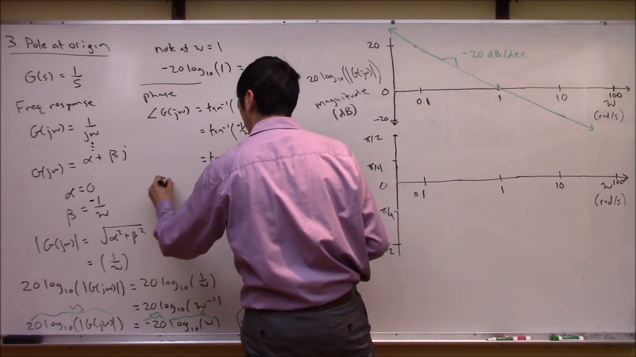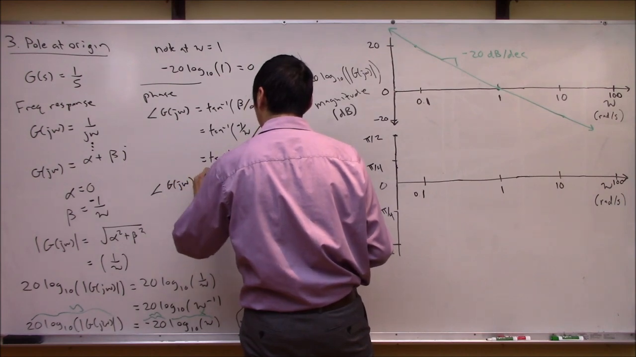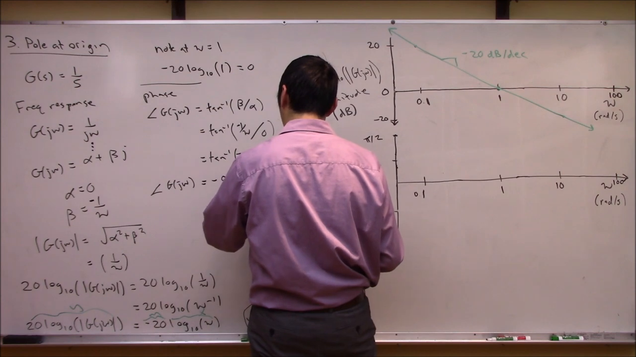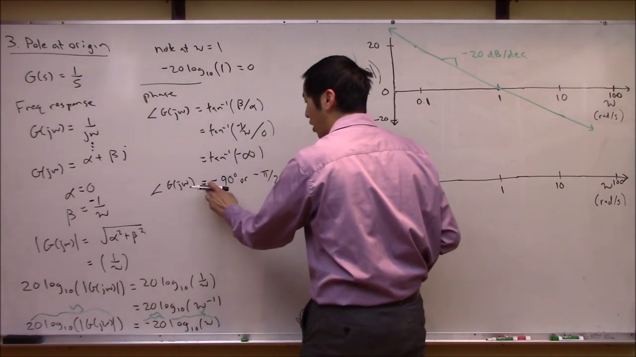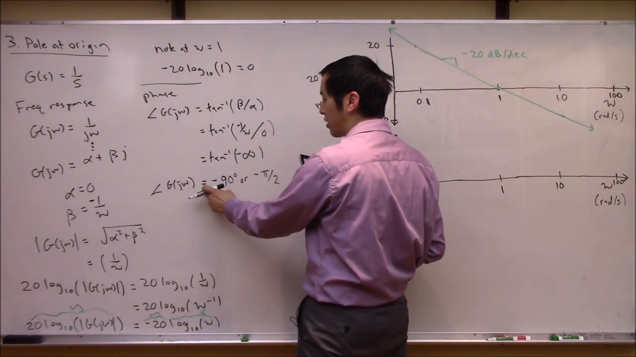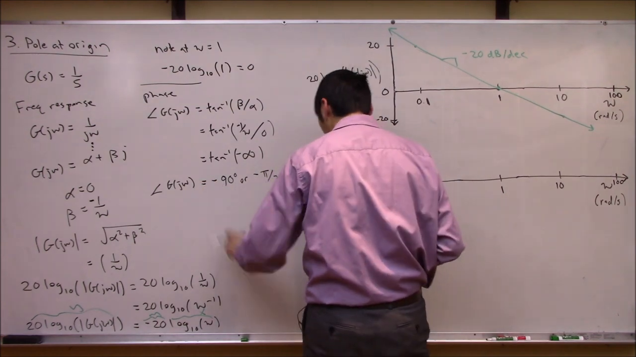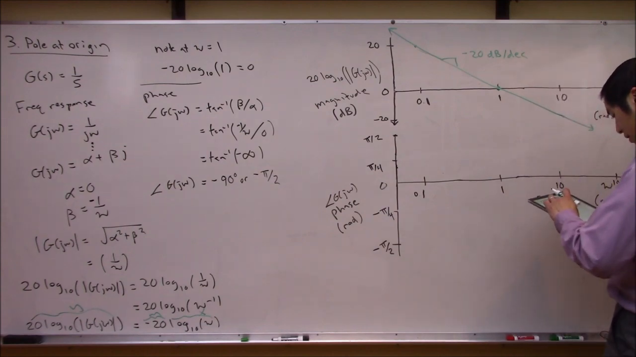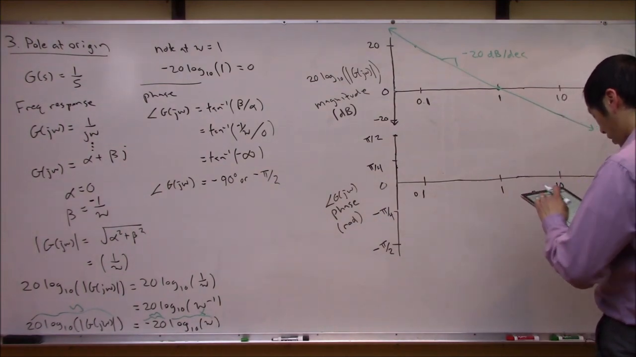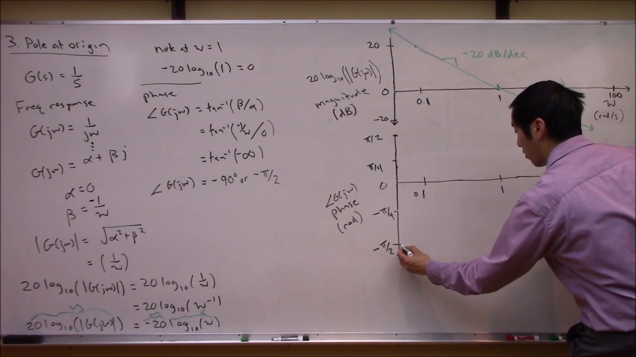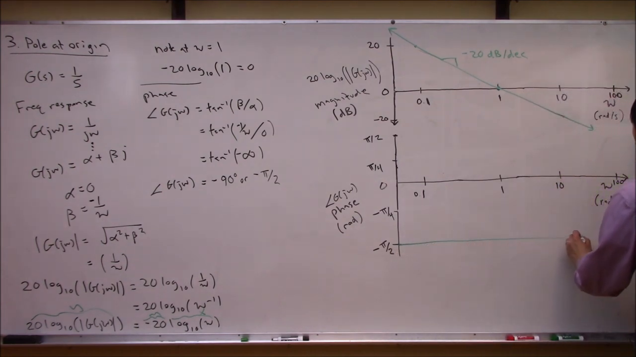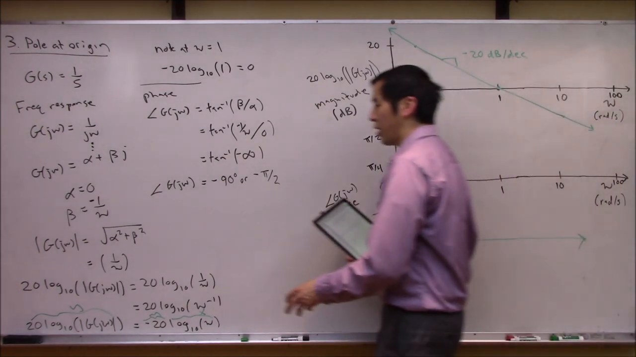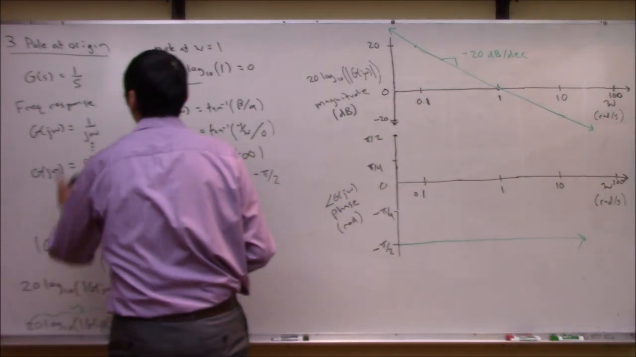The angle of G of j omega here is minus 90 degrees, or I guess minus pi over 2. And again, notice there's no approximation sign. It's an equal sign right here. So to completely accurately draw this thing, what we end up with here is just this, forever. So it's really simple to draw the Bode plot for a pole at the origin.